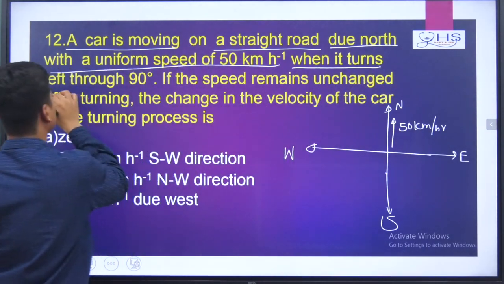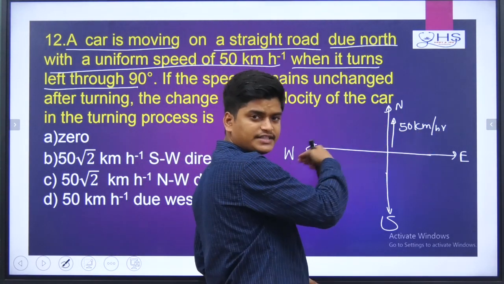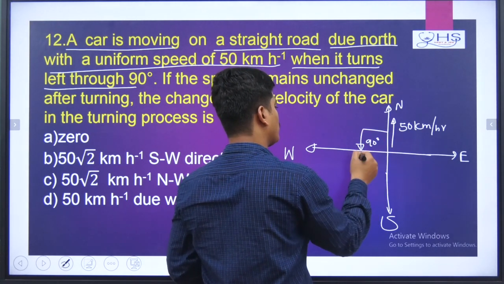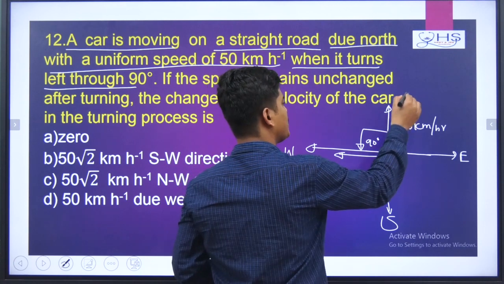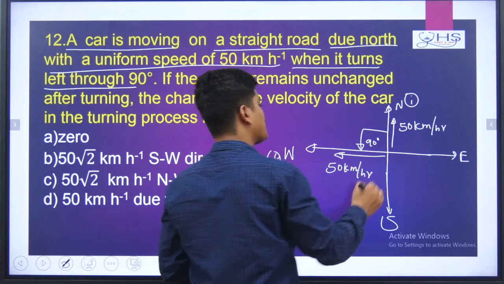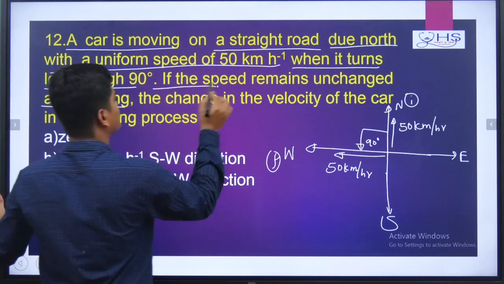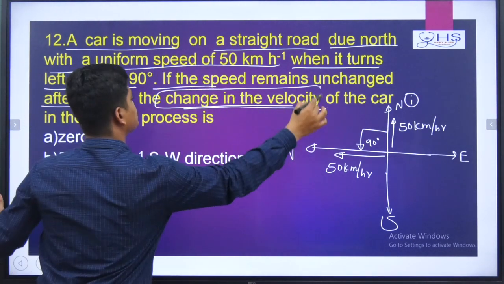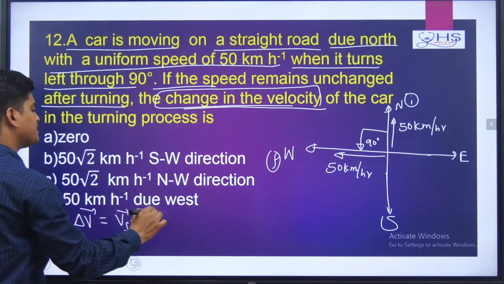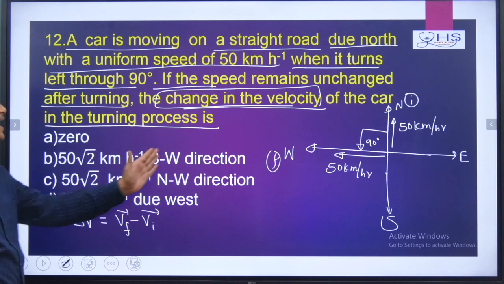When it turns left by 90 degrees, left means this side, so it makes a 90 degree angle and moves this way. This is the initial direction, and this is the final. The speed is the same, 50 km per hour; it remains unchanged after turning. Now focus on this: change in velocity means delta v vector, which is the final vector minus the initial vector of the car in the turning. The question asks for the magnitude and the direction.